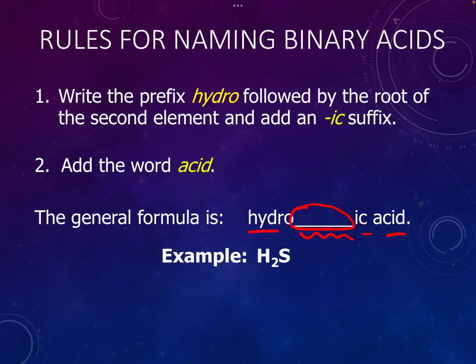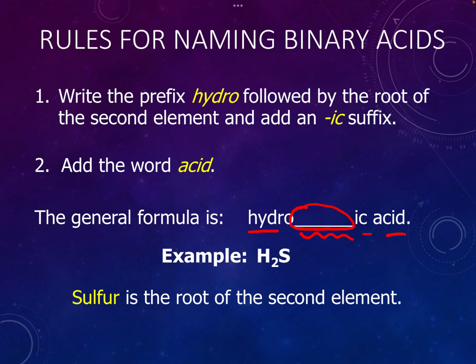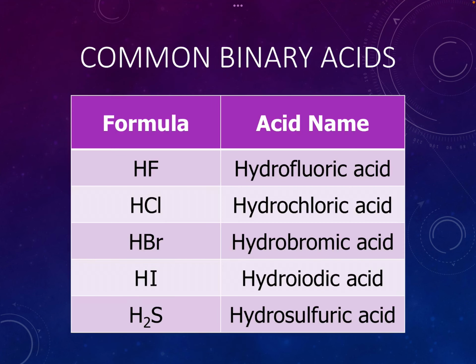It's always going to be hydro something ic acid. Like this is a binary acid because it's hydrogen and one other element. Even though there are multiple hydrogens, it's hydrogen and one other element. And in this case, it happens to be sulfur. So we call this hydrosulfuric acid because we're just going to fill in what goes there. Okay, so it's always going to be hydro something ic acid.